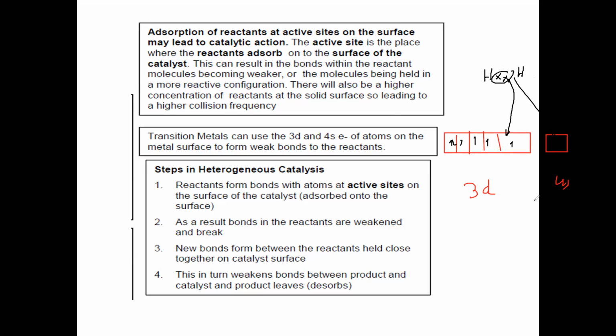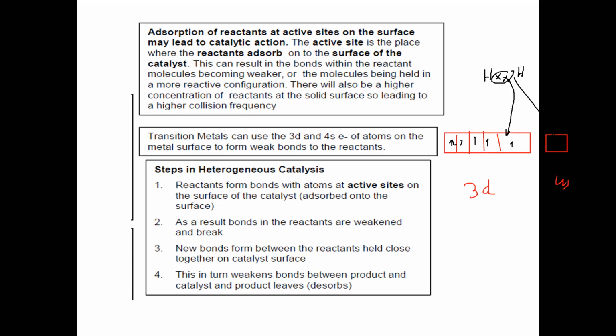So what are the steps in heterogeneous catalysis? The reactant forms a bond with an atom at an active site on the surface. As a result, the bonds of the reactant are weakened. New bonds form between the reactants held closer together on the catalyst surface, and this will weaken the bond between the product and the catalyst and leave the surface. So basically, that is the last point.